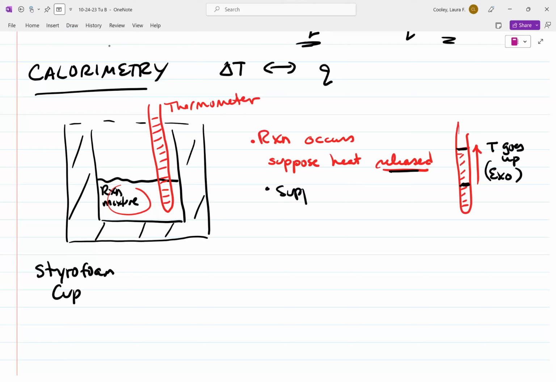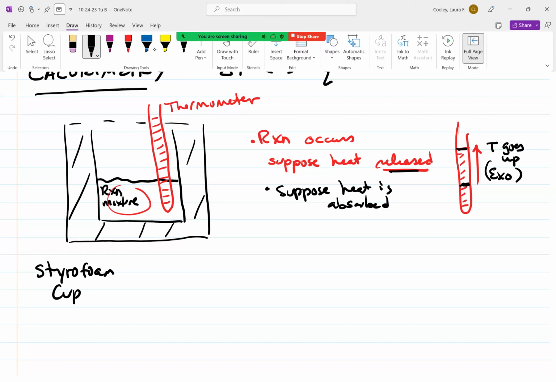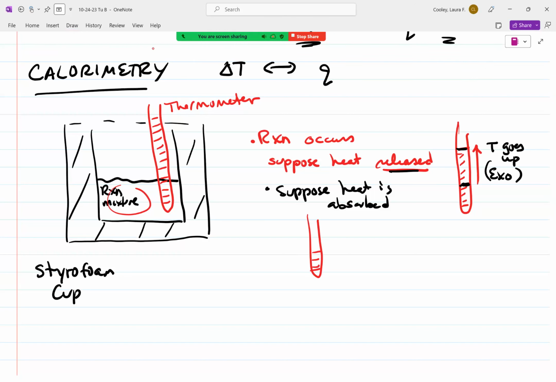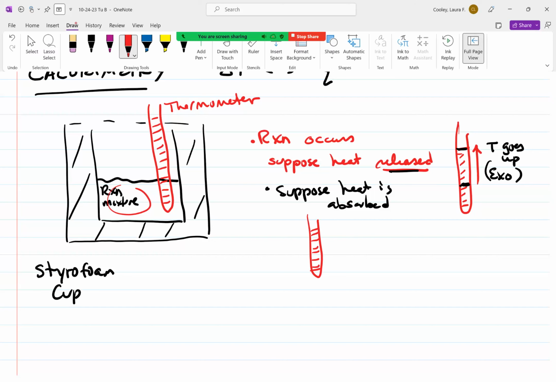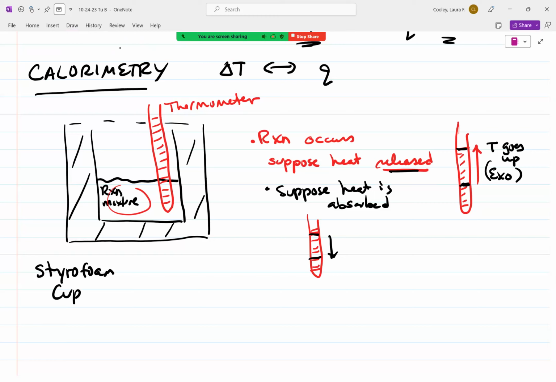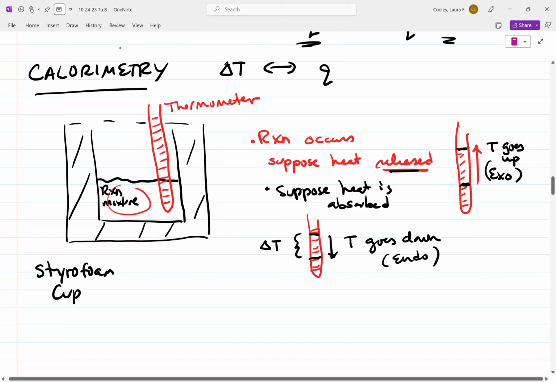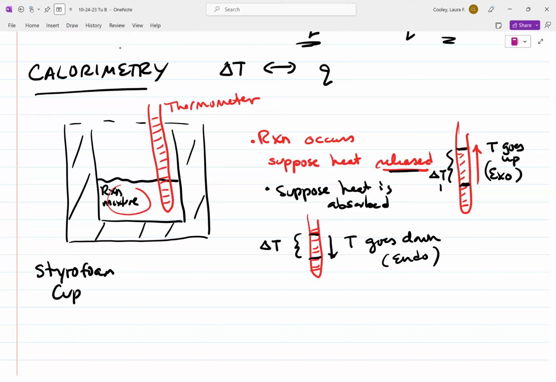Okay, suppose heat is absorbed. Then what's going to happen to that thermometer? It's going to go down. So it's going to start here. It's going to go down to here. The magnitude of that change in temperature, so this is a delta T. Now, in the case here where the temperature goes up, the delta T is positive. Here, the delta T is negative.